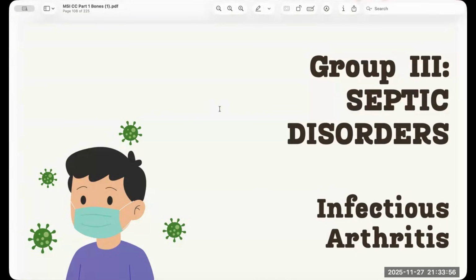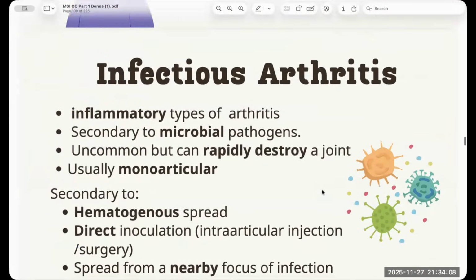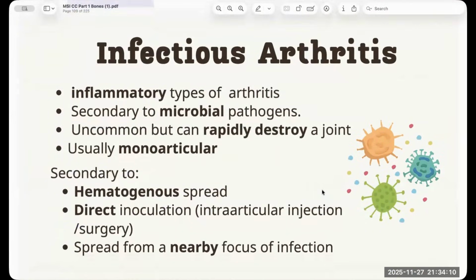Group 3, and the final one that we're going to cover, is septic disorders, starting with infectious arthritis. Honestly, there is no ending. It's just infectious arthritis. So infectious arthritis is an inflammatory type of arthritis secondary to a microbial pathogen infection, as stated in the name itself. It's uncommon, but it can rapidly destroy a joint, and it's usually monoarticular. What do we mean by monoarticular? We did cover that above. It means it's one joint, which does make sense.